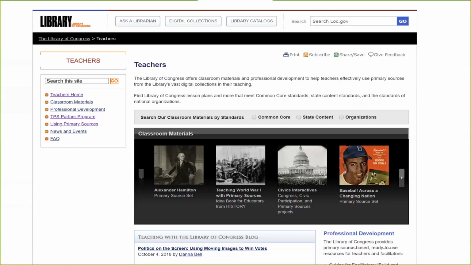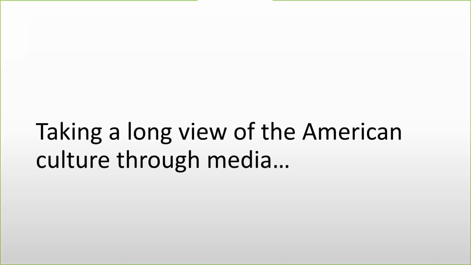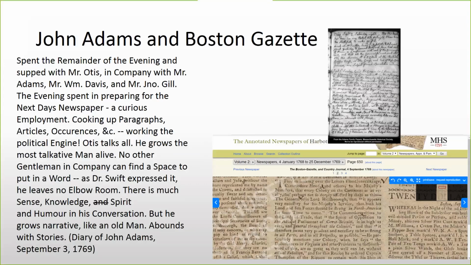I'd like to share some more specific examples for ways that we can take a long view of the American culture through media using some examples from the library's pages. So what do you see here in this page? On the top right, that small thumbnail is a screenshot of John Adams' diary. On the bottom right, you'll see a screenshot of the Boston Gazette, to which he refers in 1769. And then to the left, you'll see a transcript of his diary entry.